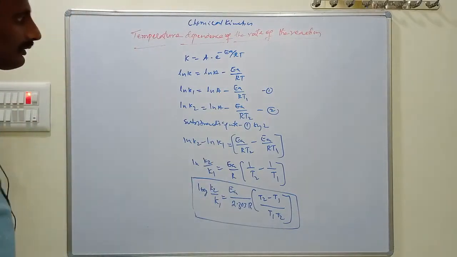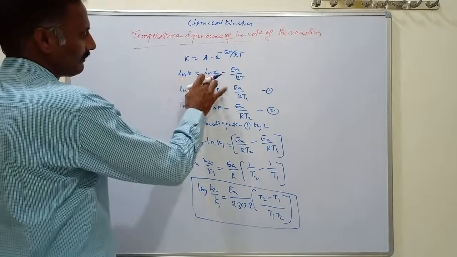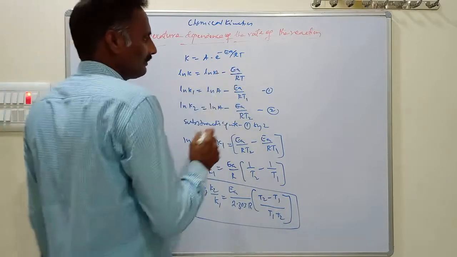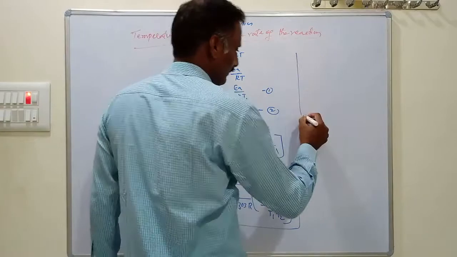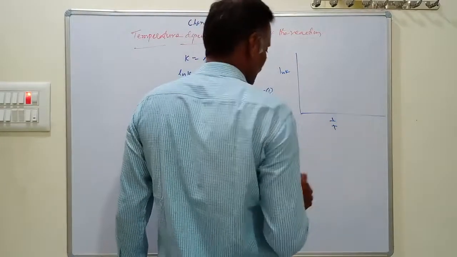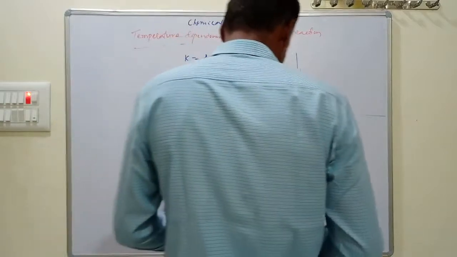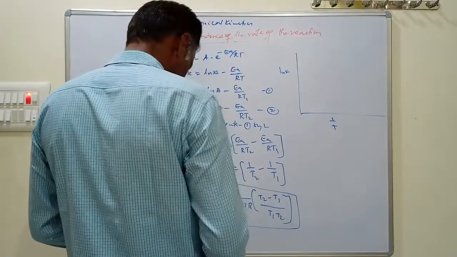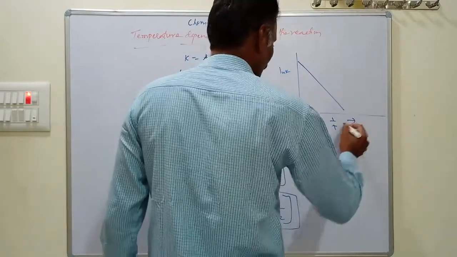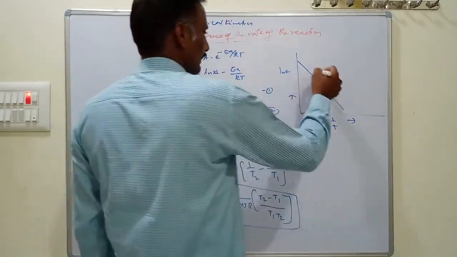Using the Arrhenius equation, ln K versus EA by RT, you will get a graph like this. This is ln K versus 1 by T. We get a graph like this, with 1 by T on the x-axis and ln K on the y-axis. This is called the slope.